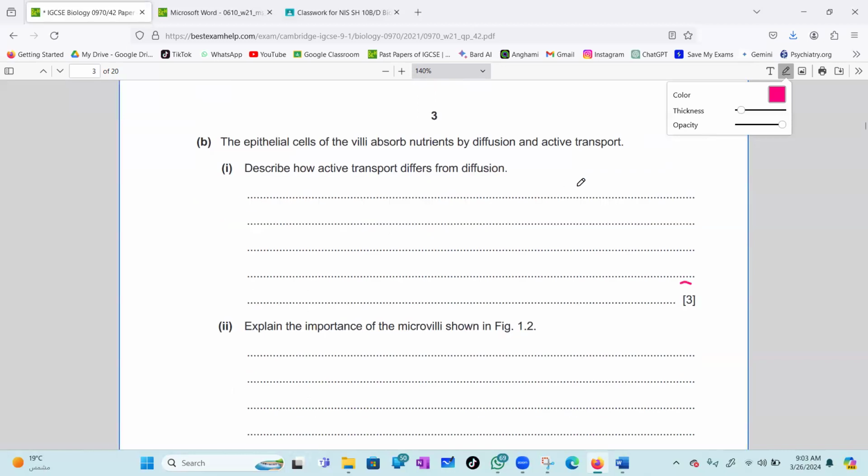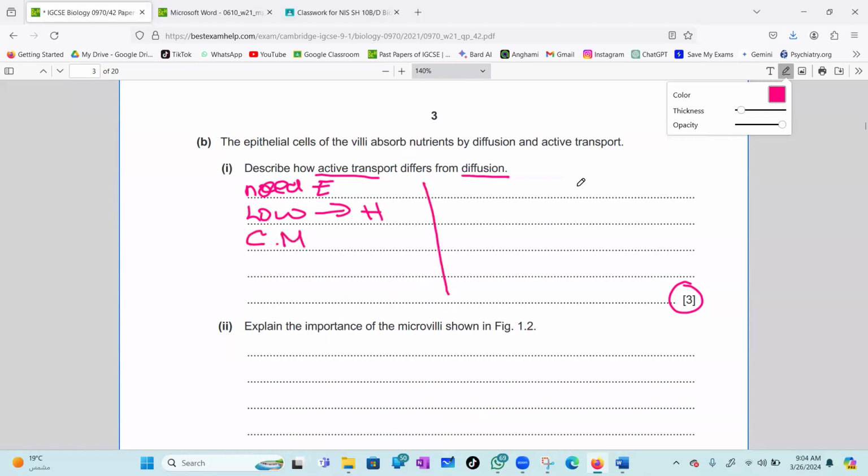And we have 3 marks. What did you write here, Omar? Active transport needs energy from respiration, so it moves from low concentration to high concentration against the concentration gradient. Very good. What else? We want 3 differences. It's 3 marks. What else does active transport need? Semi-permeable membrane. Yes, it needs carrier proteins in a living cell membrane.